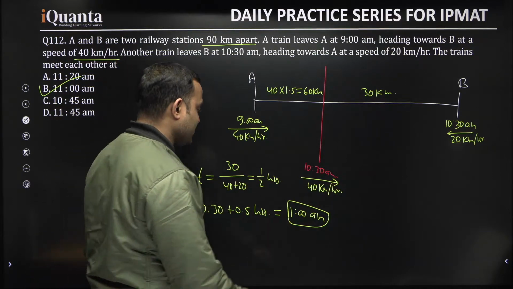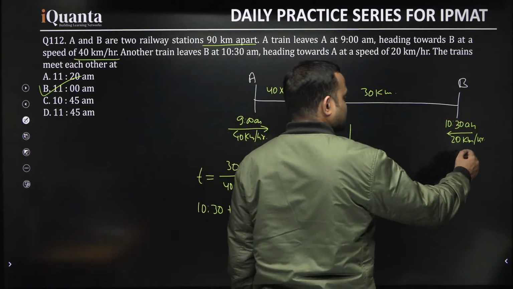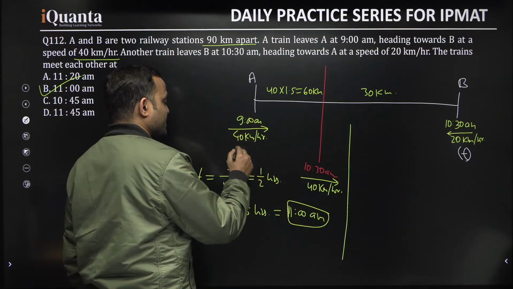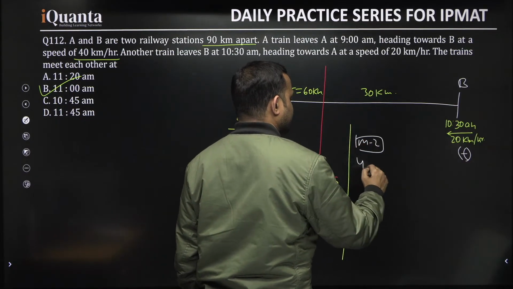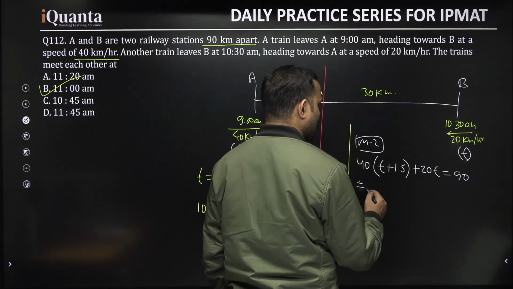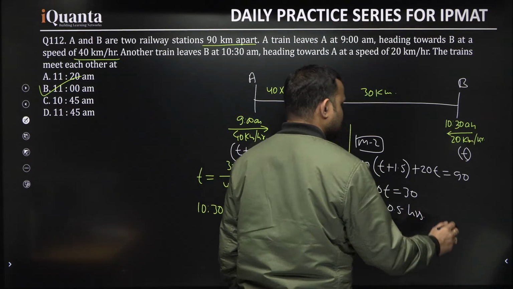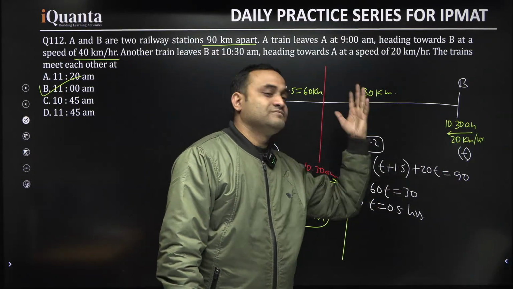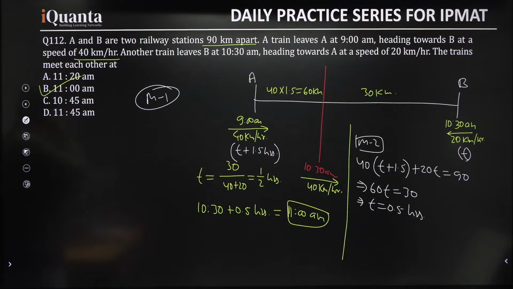Now we can also solve this question in a different way, right? Suppose the total time taken by the second train is t hours. Whenever they meet, the time will be the same, and in that time the first train must have covered t plus 1.5 hours. So method 2: 40 into t plus 1.5 plus 20t is equal to 90, or 60t is equal to 30, or t is equal to 0.5 hours. Means this train had to travel for half an hour only to meet the first train. It started at 10:30, so 11. So this can be solved using both methods, method 1, method 2, whatever you like.